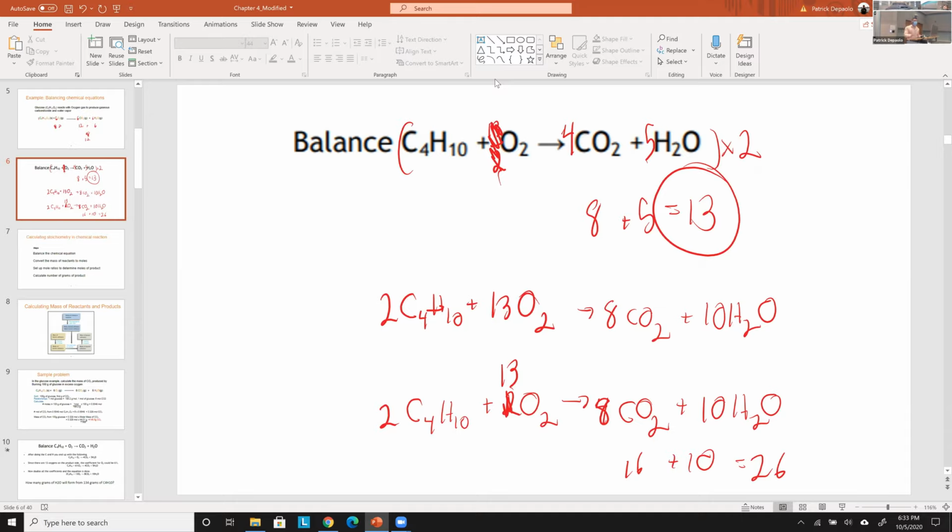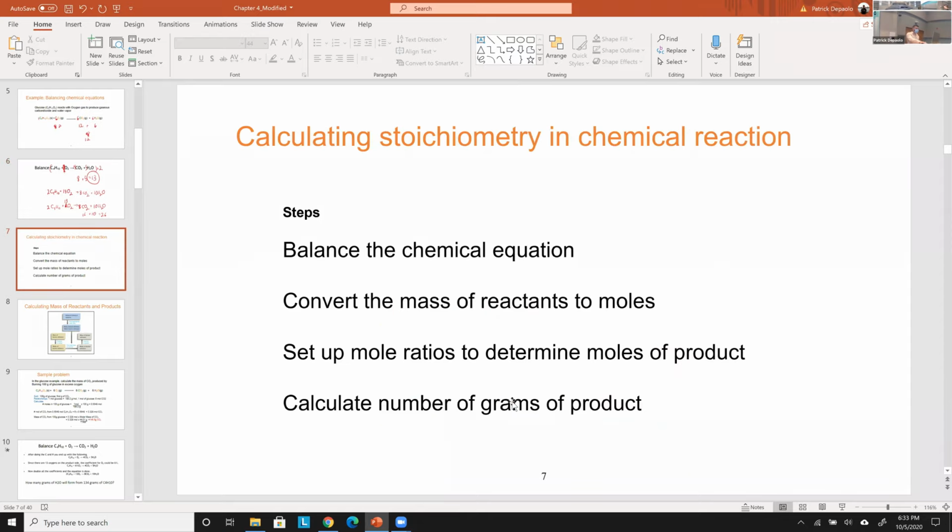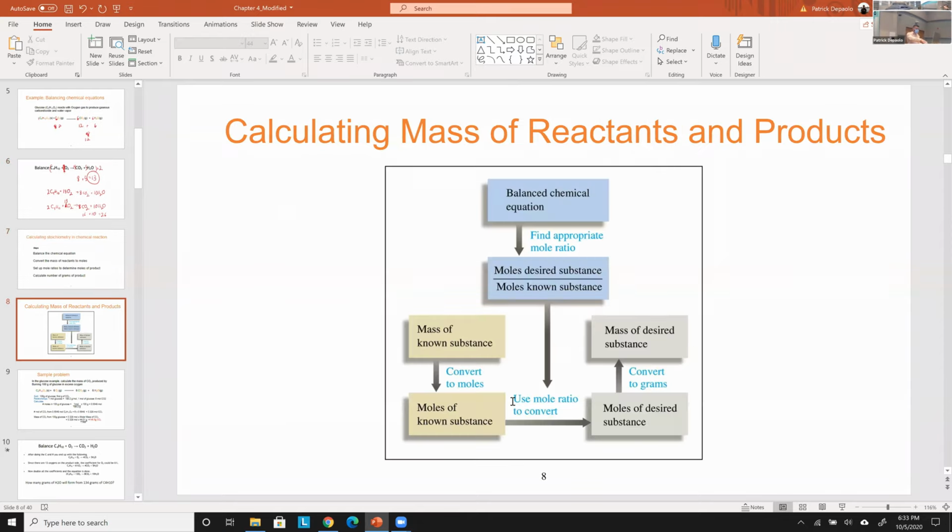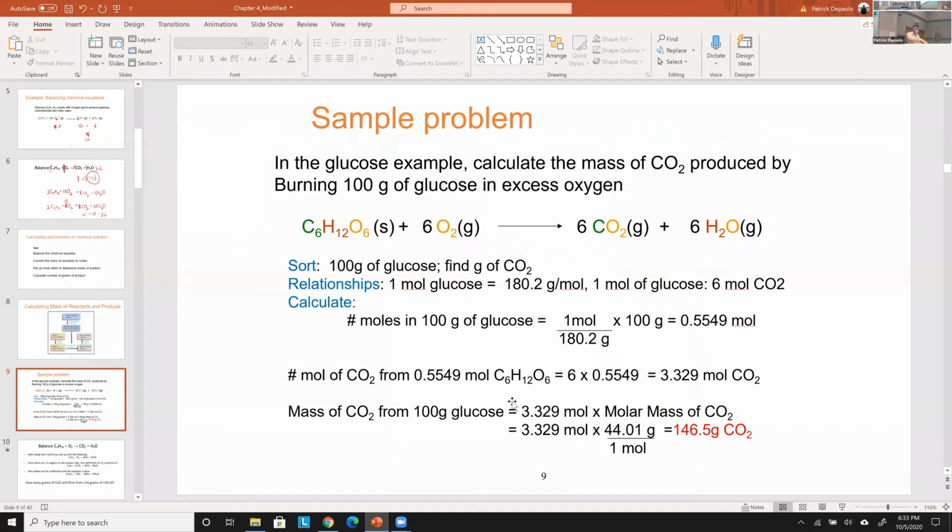It's not always 1-to-1. In this case, for butane, it's a 2-to-13 ratio with oxygen. So it could be anything. This is why you have to balance the equation, and then you can use that ratio for calculations, which we'll do here. So let's do this one. We balanced this one already, and we can just take a look at the math.